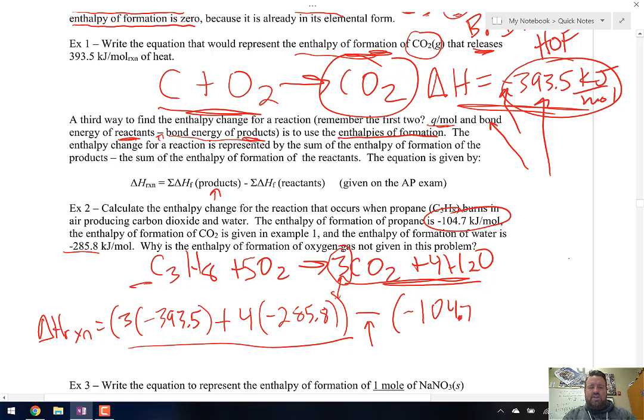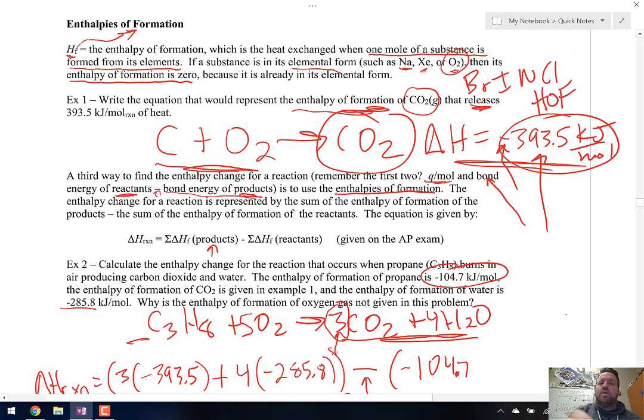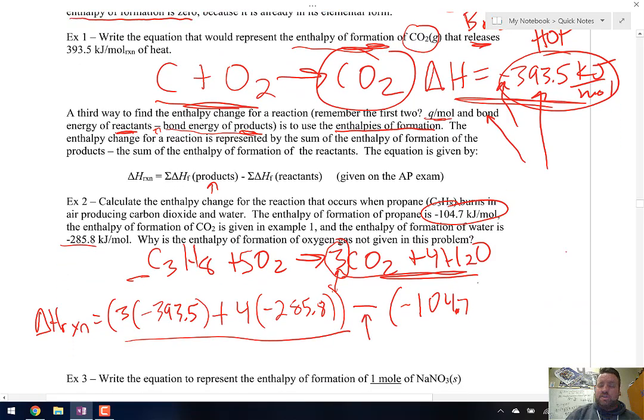And then I even ask you the question, why is the enthalpy of formation of oxygen gas not given in this problem? It's because, coming back up here, if a substance is in its elemental form, such as O2 or F2 or Na or whatever, then its enthalpy of formation is 0. So technically I could put 5 times 0 in here, but we know that that's just going to cancel out anyway. So I'm going to go ahead and just take that out of there and close my parentheses. And now I can get my answer.